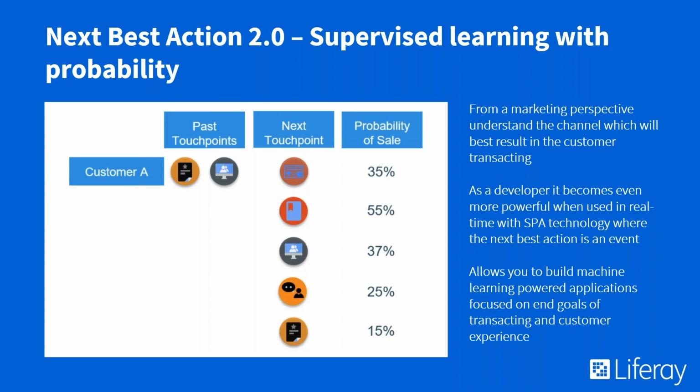From a marketing perspective, we can understand which channel might best result in the customer transacting. Again, from a marketing perspective, we will know what potentially the next best bit of content is, or the next best product display is, in order to get that user to transact based on their past history, based on other customers in the system, and with a higher weight to other segments of which that customer is a member. And we can take all that into account.